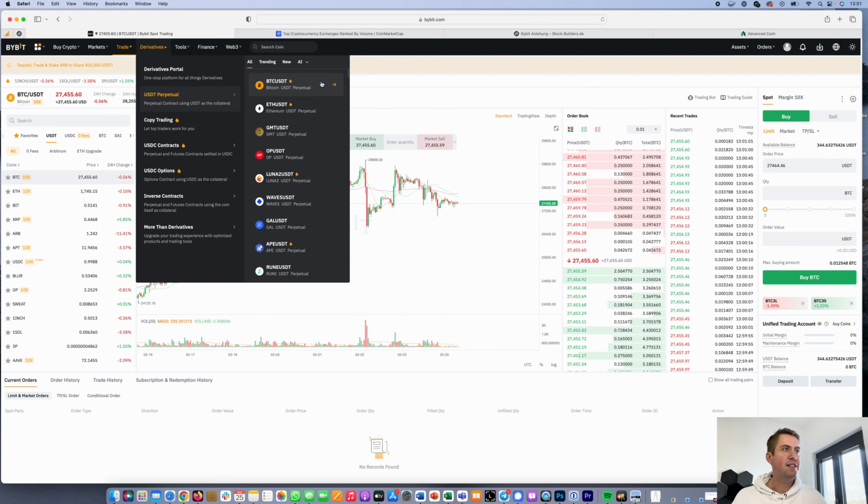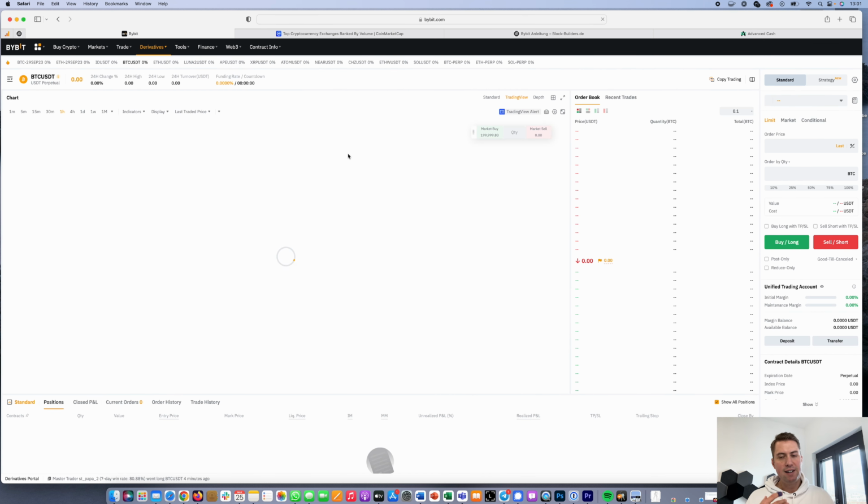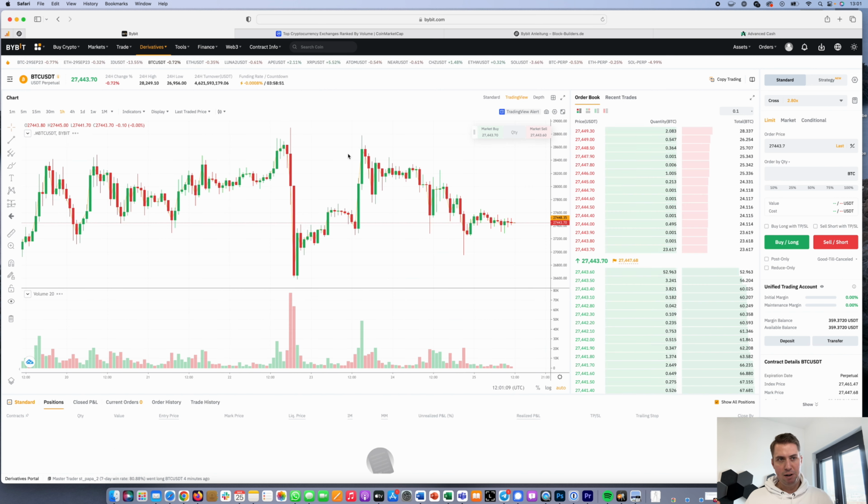And perpetuals basically means that the contract is open for an unlimited amount of time. So you can technically leave your position open forever.